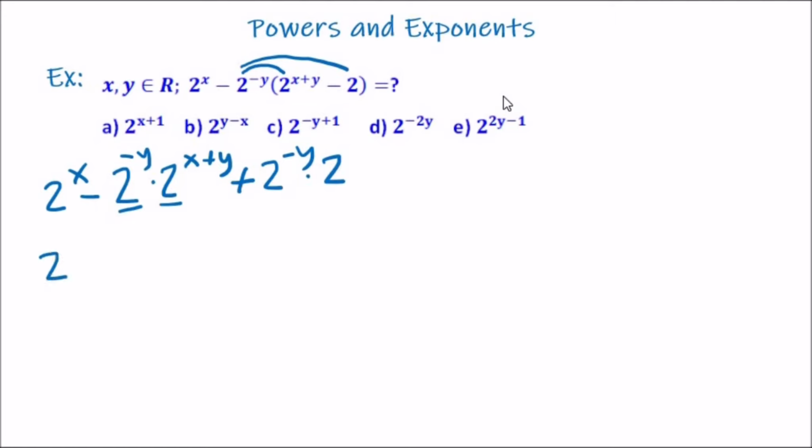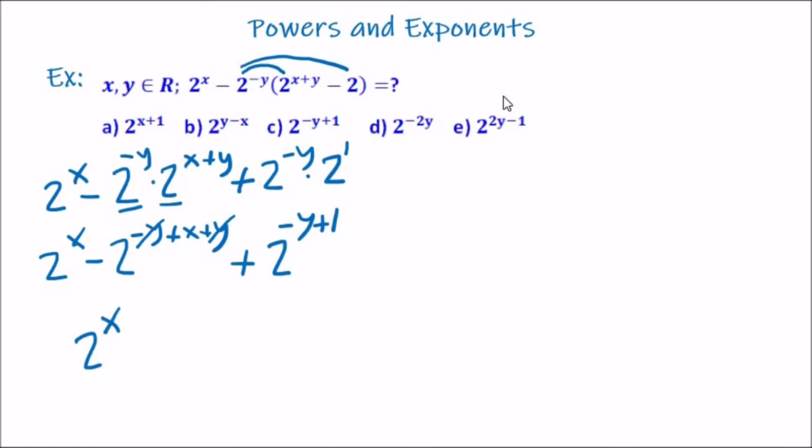Let me write the first term again: 2 to the power of x, minus 2 to the power of negative y plus x plus y, plus 2 to the power of negative y. Actually, in the last term there is a 1, right? Because 2 is 2 to the power of 1, the same thing. So here it's going to be negative y plus 1. And as you can see, in the second term, this is negative y, this is positive y. These are gone, so the leftover is 2 to the power of x from the first term, minus 2 to the power of x for the second term, plus for the last term we have 2 to the power of negative y plus 1.